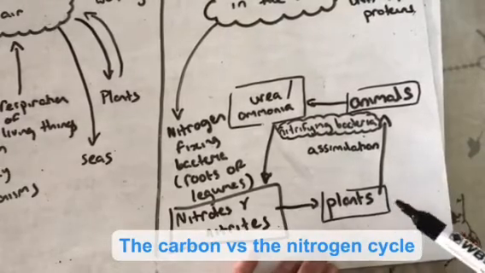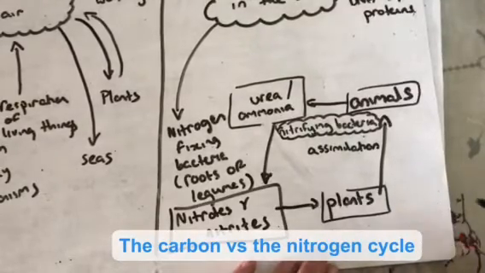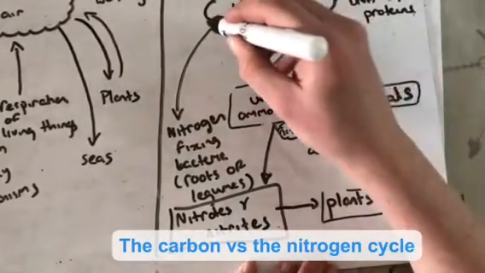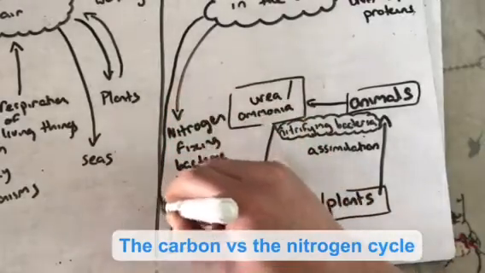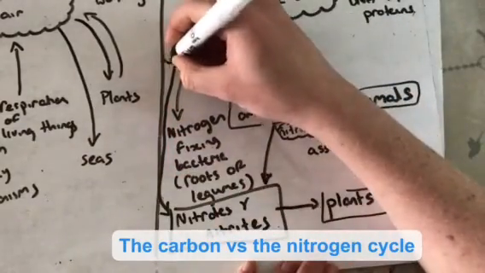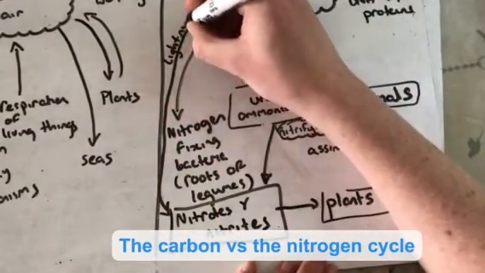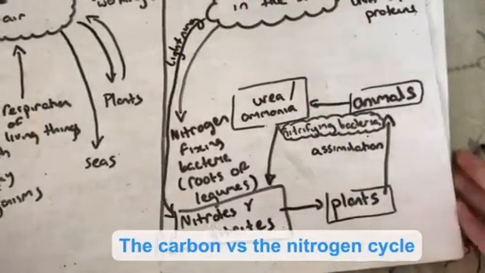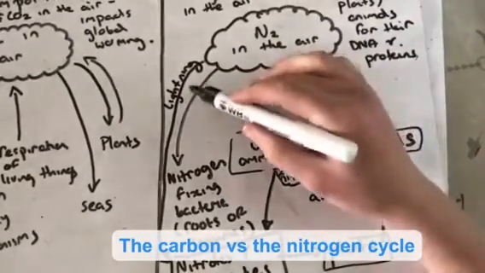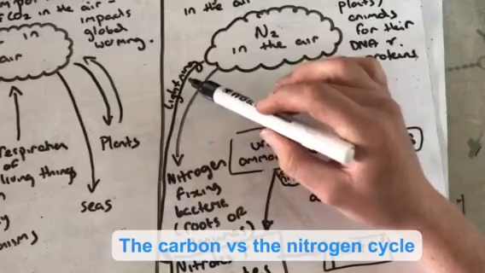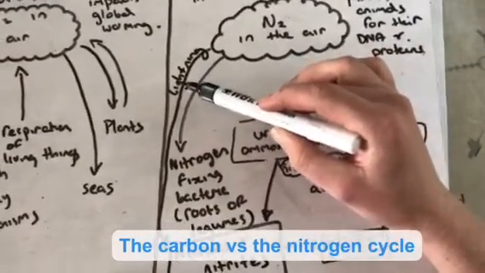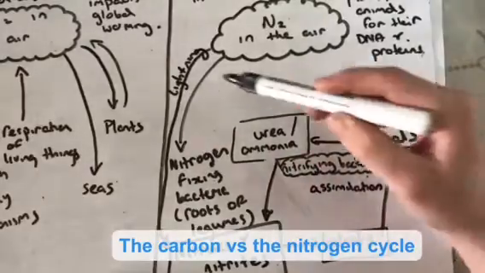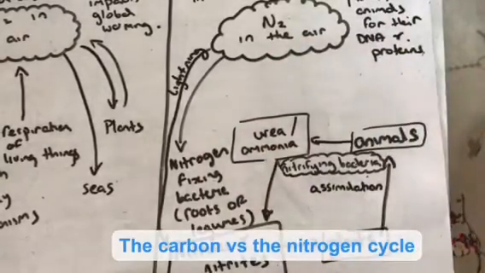We also have the natural process, girls, of lightning. So we can do a little arrow all the way around here. Lightning is another natural method of nitrogen fixation that occurs in the air, due to the huge amount of energy and electricity and the huge amount of nitrogen in our atmosphere. So lightning can also create nitrates and nitrites.